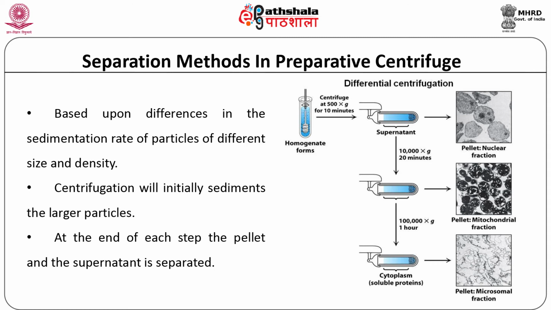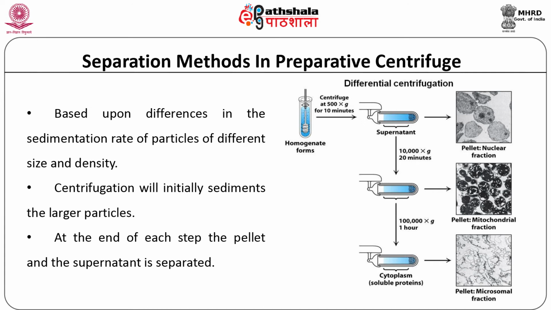In differential centrifugation, the material to be separated, for example tissue homogenate, is divided centrifugally into a number of fractions by stepwise increasing centrifugal field. A scheme for fractionation of rat liver homogenate is given in a figure. The centrifugal field at each step is chosen so that a particular type of material sediments. Centrifugation will initially sediment the larger particles. At the end of each step, the pellet and the supernatant are separated.